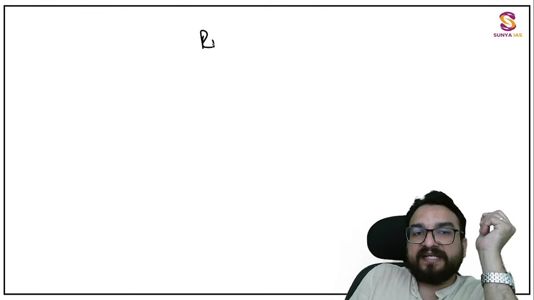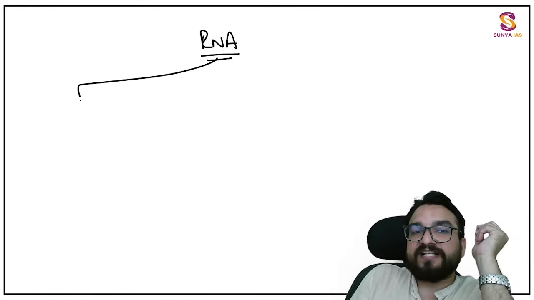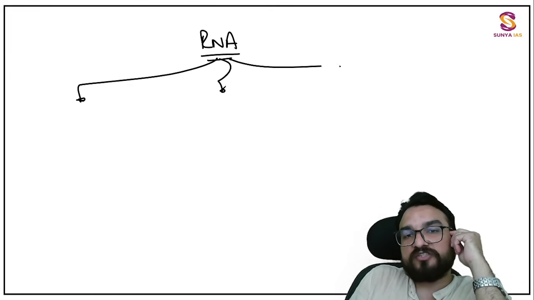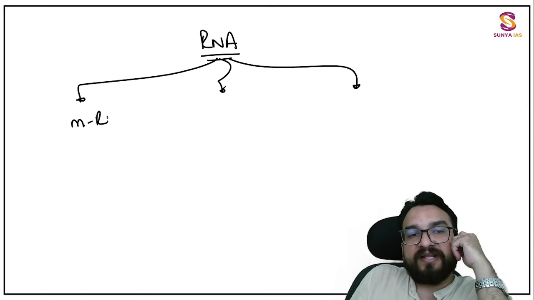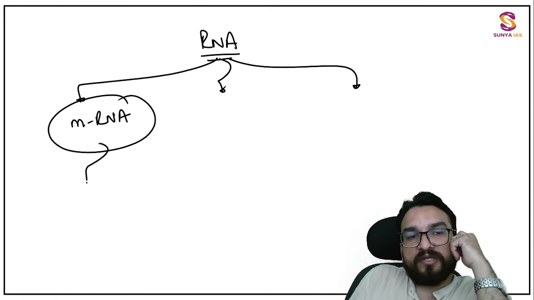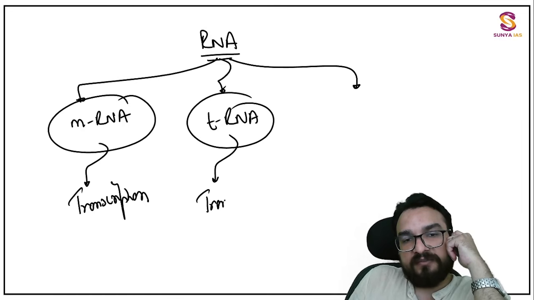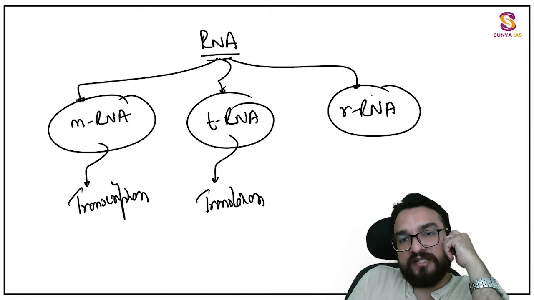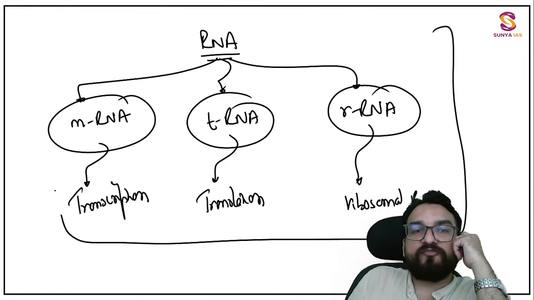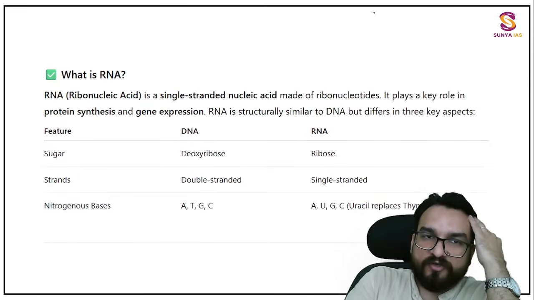RNA is basically of many kinds with respect to function, but the main ones are mRNA, which is created in the procedure of transcription, which I'll be showing you. Then there is tRNA, which is responsible in the translation procedure, which I'll be telling you. And then there is one more RNA, important in protein synthesis ultimately, that is ribosomal RNA. So these are the three main types of RNA. Then there are other types of RNA also.